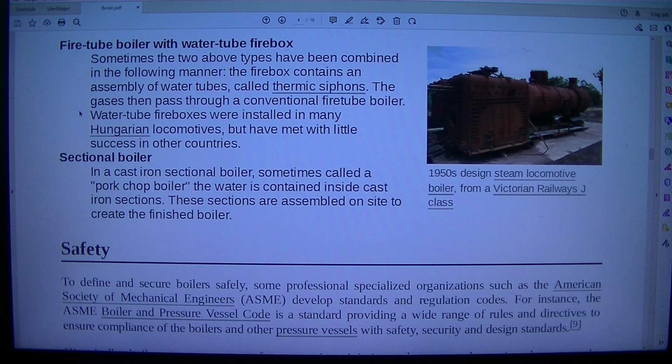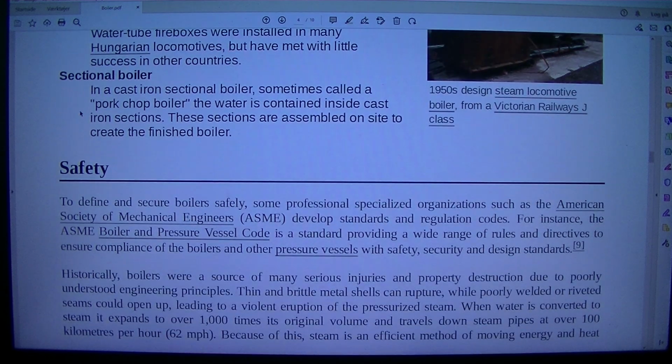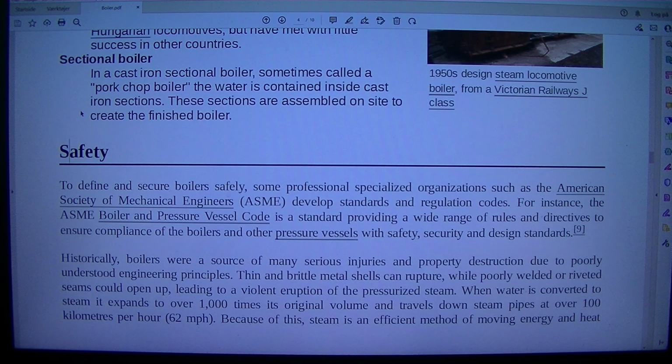Sectional boiler. In a cast iron sectional boiler, sometimes called a pork chop boiler, the water is contained inside cast iron sections. These sections are assembled on site to create the finished boiler.